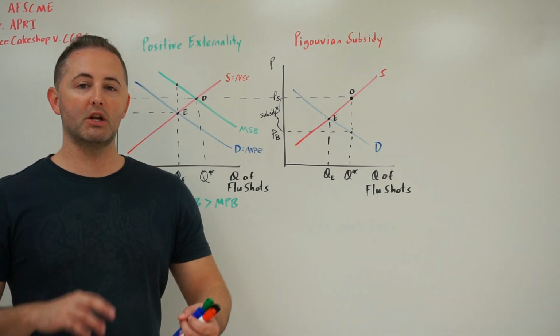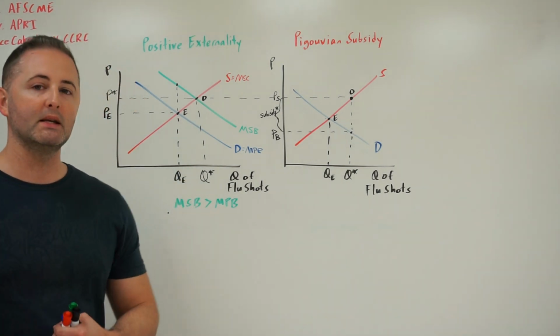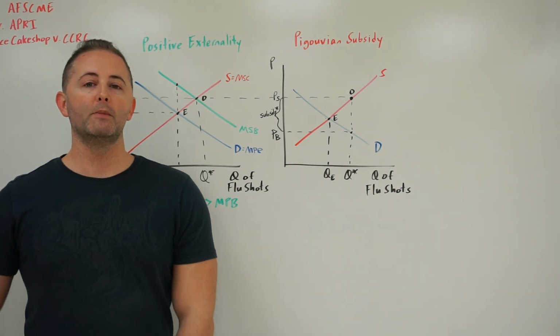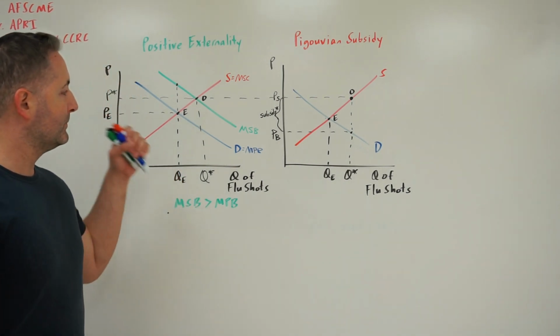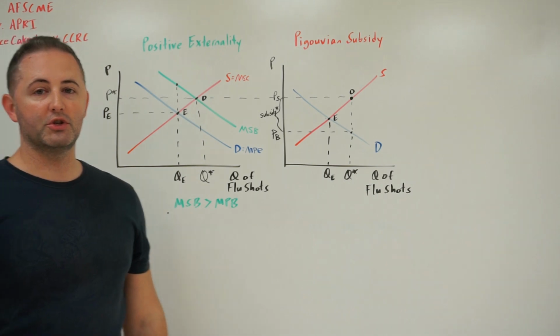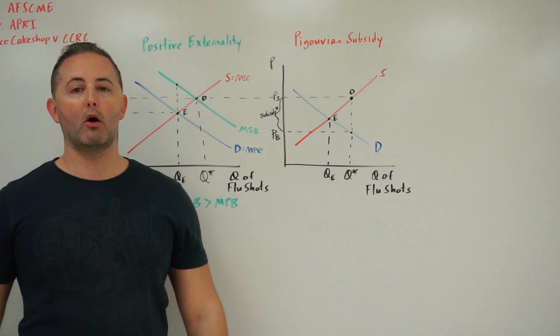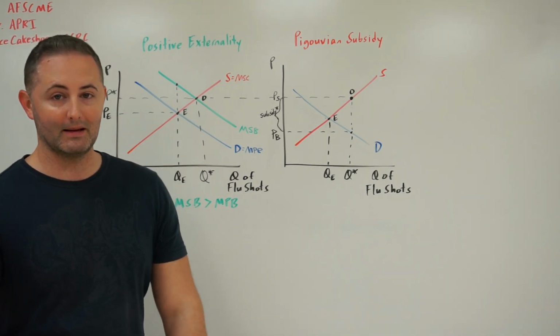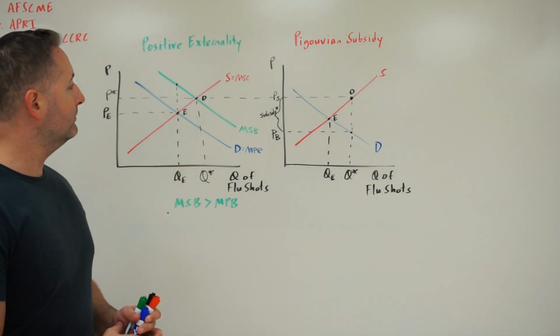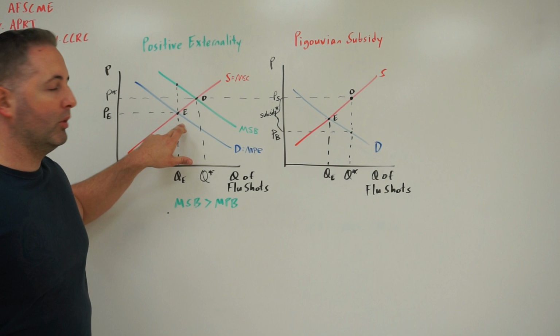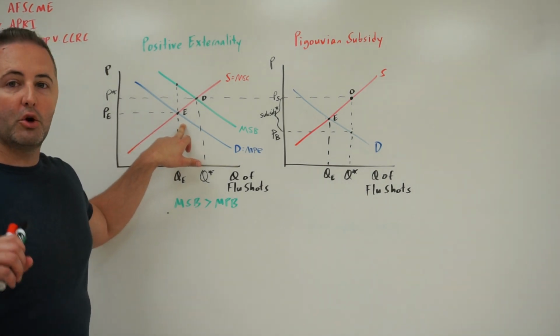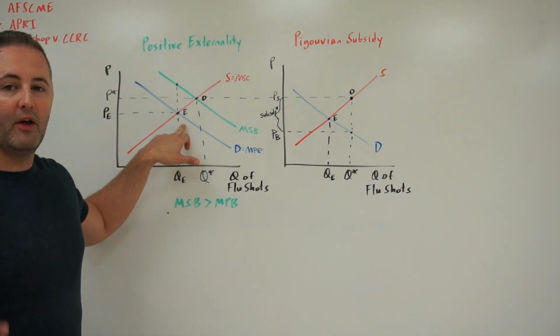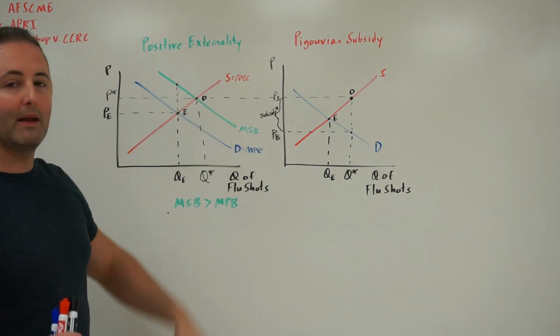Things like education and flu shots are classic examples of this. So we have the example of flu shot here. Again, the basic concept is that you benefit by getting a flu shot potentially, but so do other people that are less likely to catch the flu as a result of you being less likely to catch the flu. So we have our market in equilibrium here. That's showing us the private benefit and the private cost, so where our supply and demand intersect.